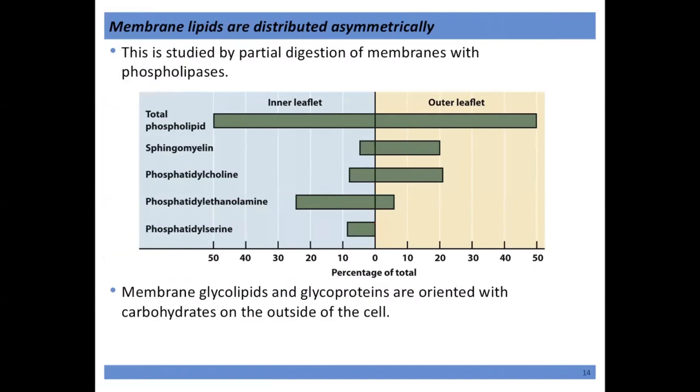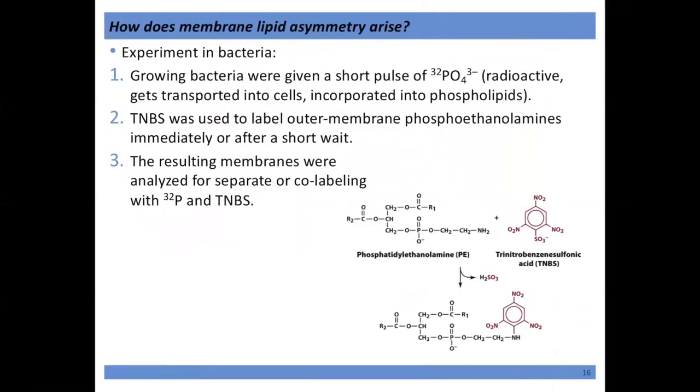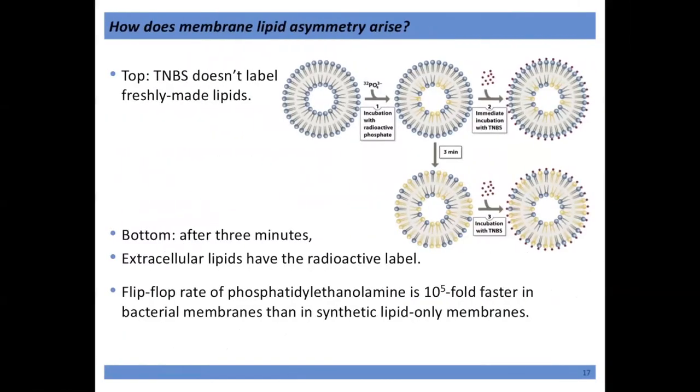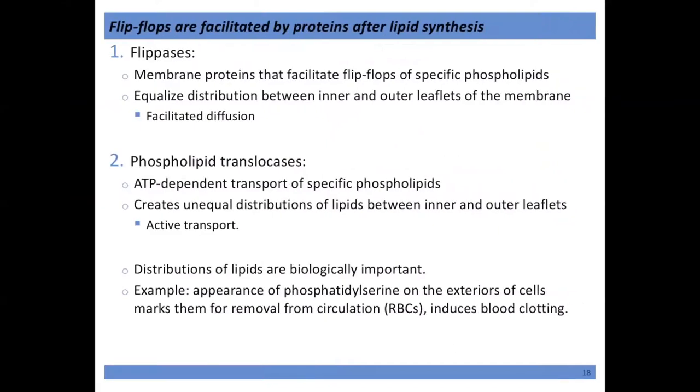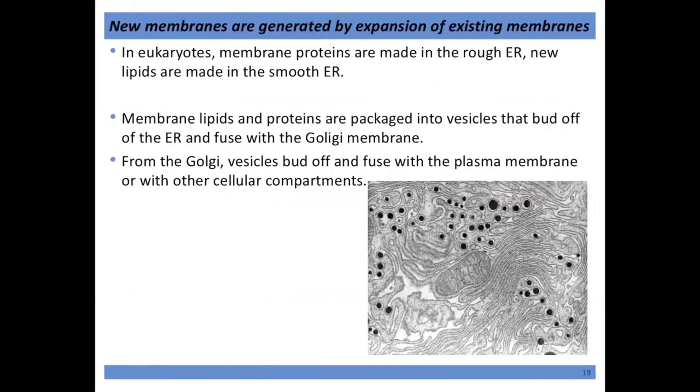So this arrangement of lipids, like I said, there are enzymes that maintain the asymmetry in the membrane. But we do know that phospholipids are synthesized on the interior, and they get to the outside of the cell much faster than by diffusion by themselves. So that diffusion can be facilitated by flipases, or it can be actively transported by phospholipid translocases.